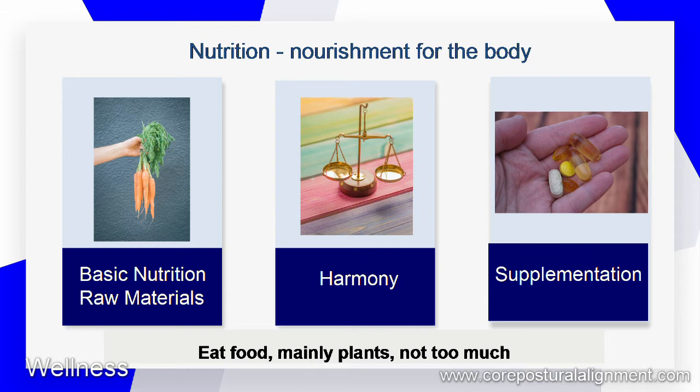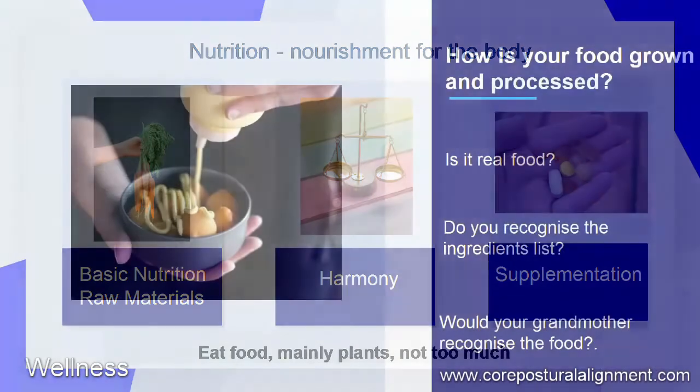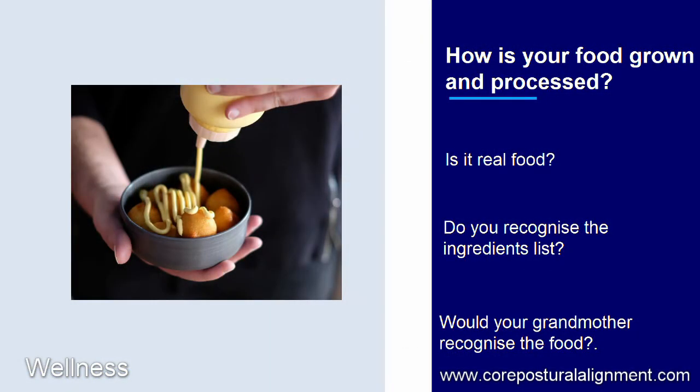And we have a saying here, it's seven words, which summarises really a basic approach to nutrition, to diet, is what I'm trying to say. And that is, eat food, mainly plants, not too much. So there's quite a lot in there. Obviously, eat food, and what we mean by eat food is the sort of food that your grandmother would recognise. Is it real food?